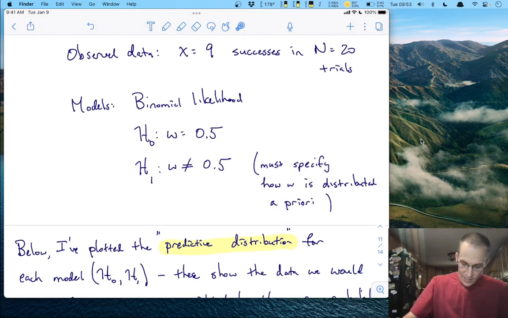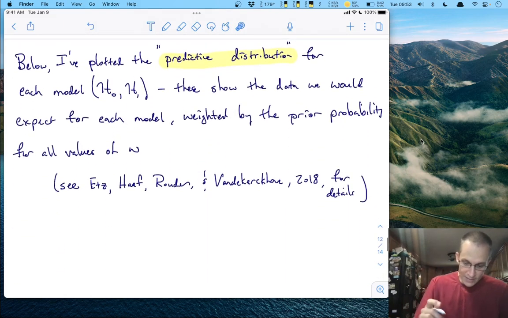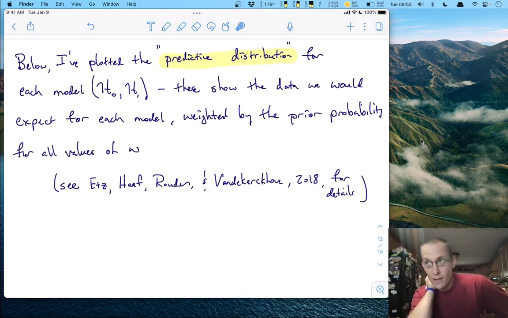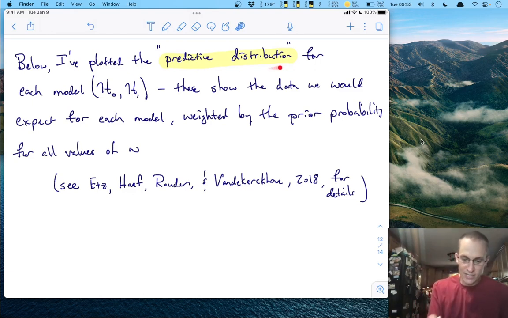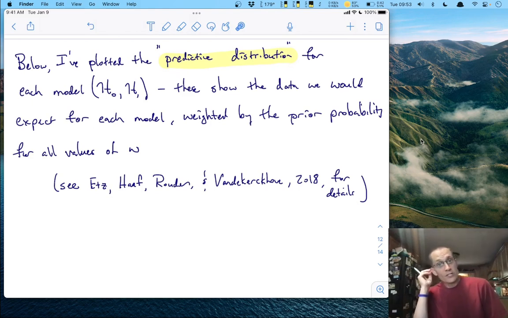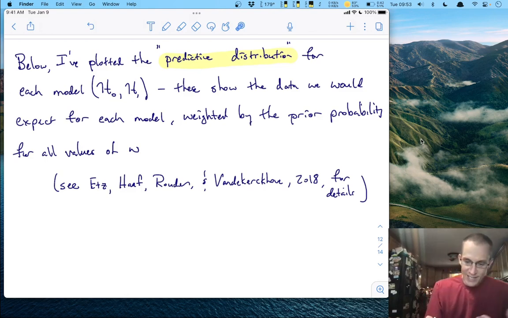So what I've done below is I have taken a really neat idea from Alexander Etz, Julia Haaf, Jeff Rouder, and Joachim Vandekerckhove. They had a paper in 2018 basically that says here's how to do Bayesian inference for any hypothesis you can specify. And one of the neat things they did in this paper was introduce the notion of a predictive distribution. Now, what a predictive distribution is a little bit complicated for this lecture, but intuitively what it shows is the data that we would expect for each model weighted by the prior probability for all values of W.